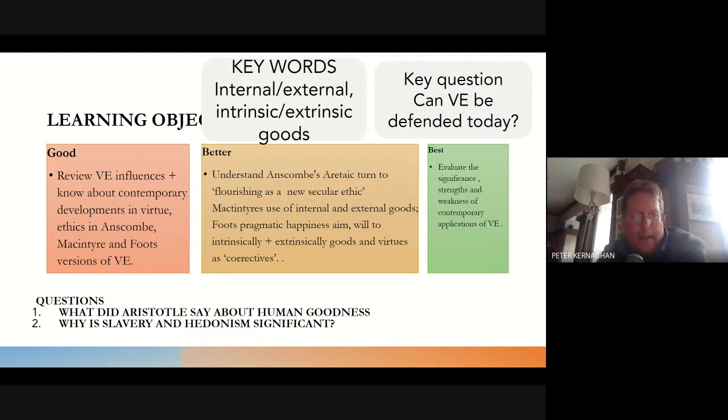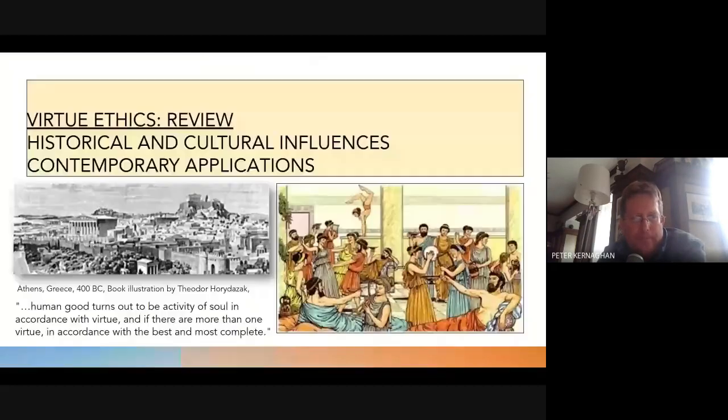All right, let's go back. So Aristotle said human good turns out to be the activity of the soul in accordance with virtue. So see if you can get that little phrase: the activity of the soul in accordance with virtue. It's a nice little quote. You've got to boil stuff down and learn a few bits, so that would be good.